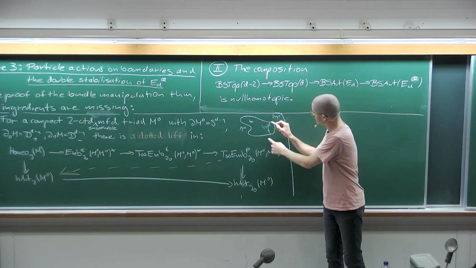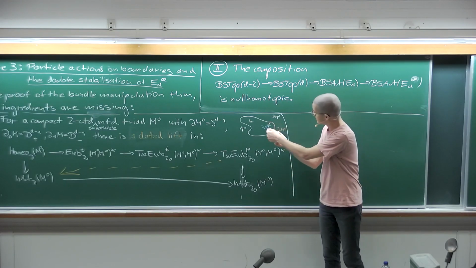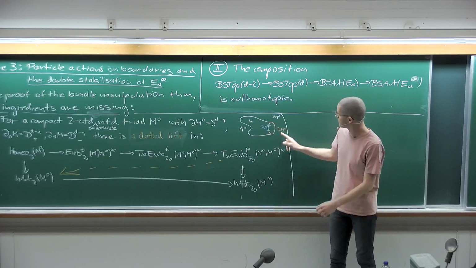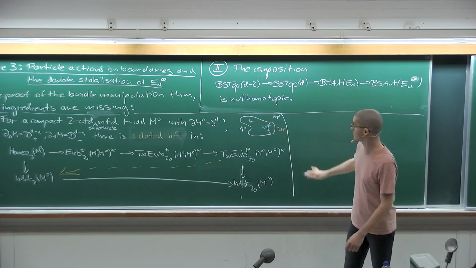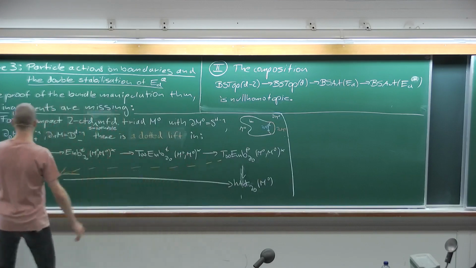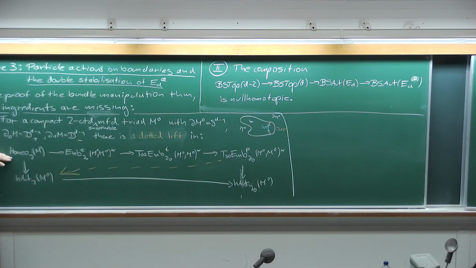We have a compact manifold with a sphere boundary, and the boundary is divided into two pieces that are both disks. You can think of it as the upper hemisphere and the lower hemisphere. This is the triad decomposition that I'm going to use. And then I needed a lift as follows. Here we have the space of homeomorphisms fixing the whole boundary. We can forget to only remember a homotopy equivalence relative to the full boundary.